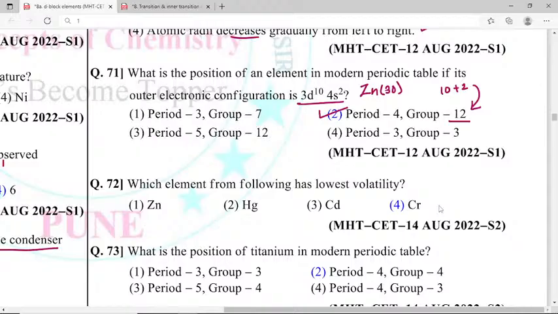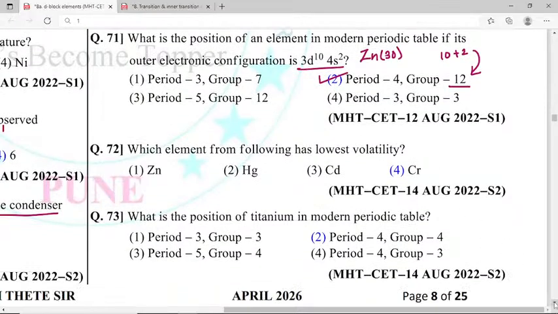So how to find out the period and group number? This is very, very important. What is the position of an element in the modern periodic table? Next question.